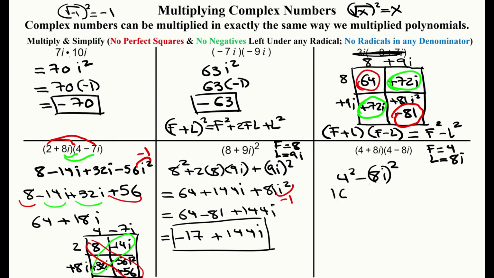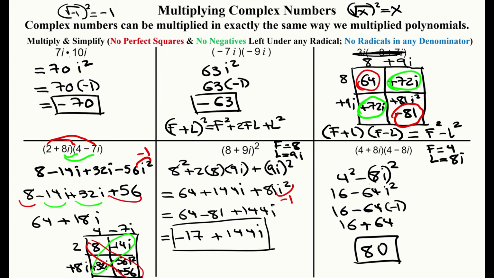So here you're going to get 16 minus 64i squared. Now we know that i squared is -1. So that's 16 minus 64 times -1. So that's 16 plus 64, which is actually just 80, which is a real number. So notice what happens when you multiply two complex conjugates. You end up with a real number.